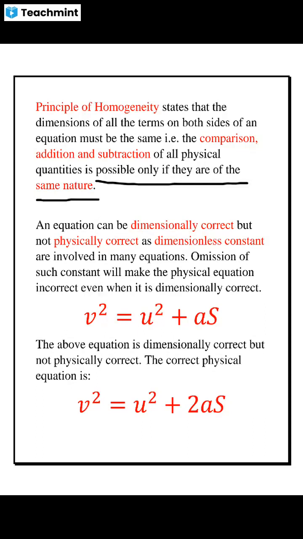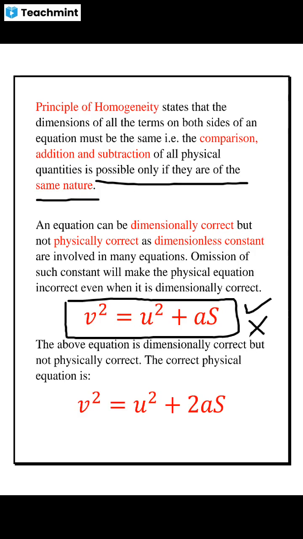Now, look at this equation. As I said earlier, an equation might be dimensionally correct, but physically incorrect. Look at this equation: U squared is equal to U squared plus AS. This is dimensionally correct, but we all know that this formula is not used. It is dimensionally correct, but physically it is not correct.